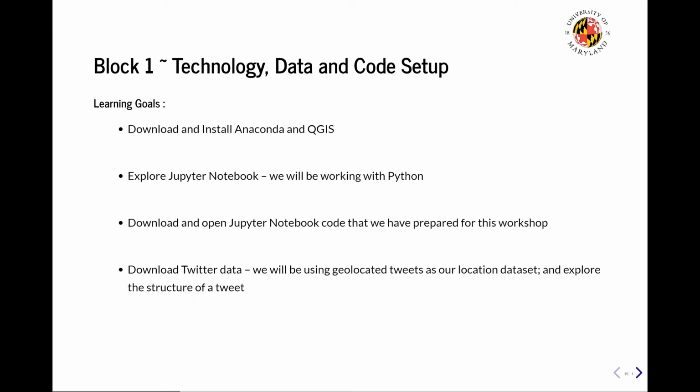The learning goals that we have outlined for this block and this video are as follows. The first goal is to download and install Anaconda and QGIS. Second, to explore Jupyter Notebook, as we will be working with Python, and Jupyter Notebooks are good to use with Python. Third, download and open the Jupyter Notebook code that we have prepared for this workshop. And the fourth one is to download the Twitter data that we will be using, which are geolocated tweets, and they are our location data set. And we'll also explore the structure of a tweet later.